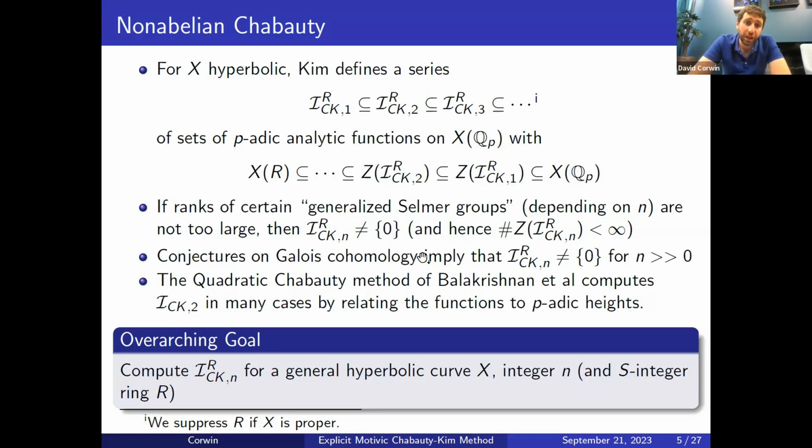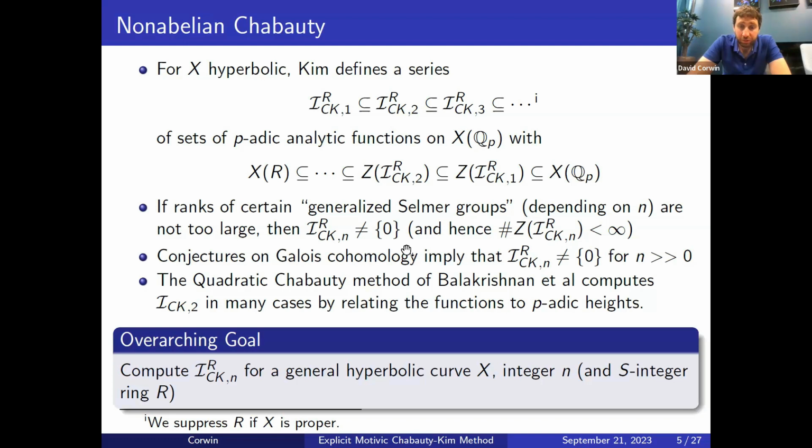Now, conjectures on Galois cohomology imply that these bounds on generalized Selmer groups hold, in the sense that for n sufficiently large, we have a non-zero function. Once you have a non-zero function, you can use Newton's method to calculate its zero set, and you get an explicit bound on the number of rational points. And more specifically, you get some information on where they lie p-adically.